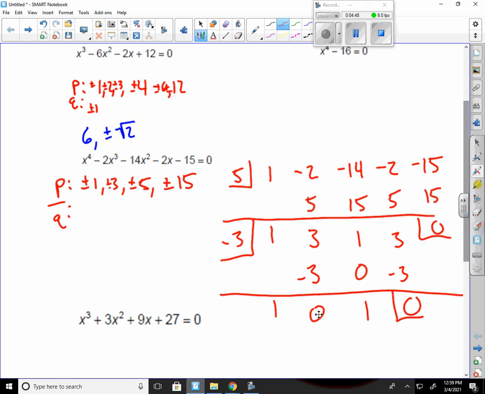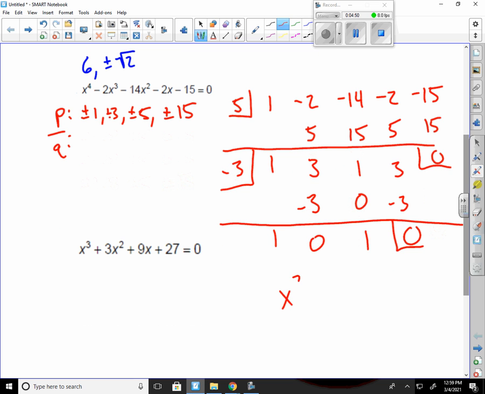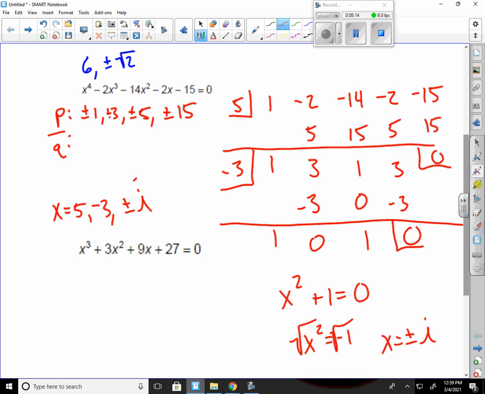I have a 0 in the middle term. So it's x squared plus 1 equals 0. Subtract the 1 over. X squared equals negative 1. Take the square root of both sides. That gives me x equals plus and minus i. My four roots are x equals 5, negative 3, and then plus and minus i.